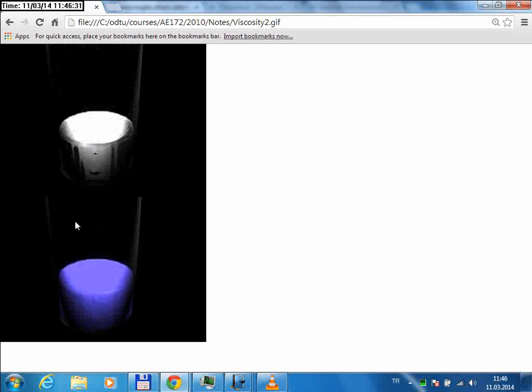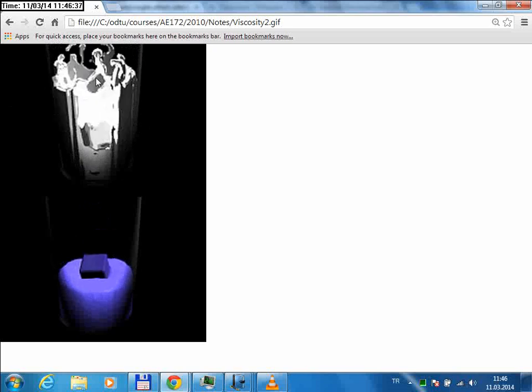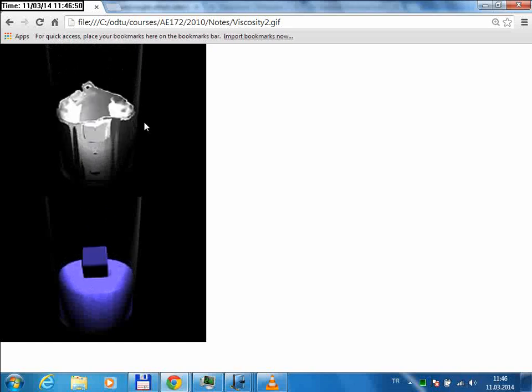Okay, so let me ask you a question here. What do you think is the difference between these two cases? So viscosity, so that means these fluids are different, right? Is that what you're saying? So the blue fluid has a different property than this other fluid.